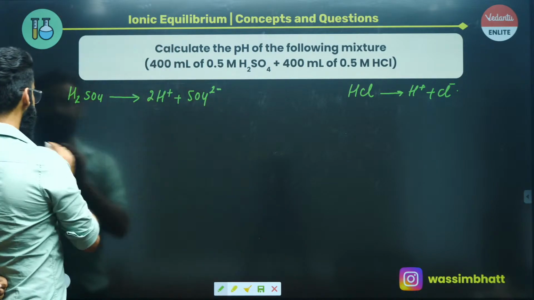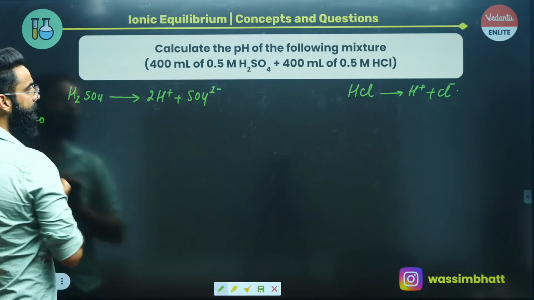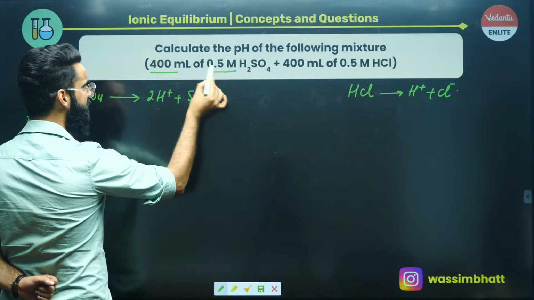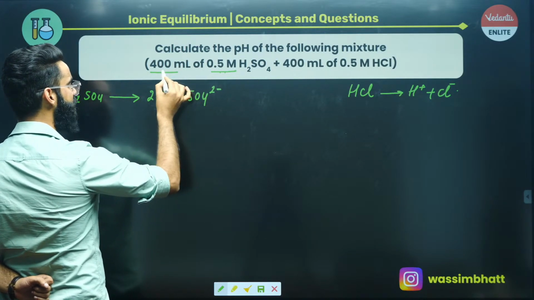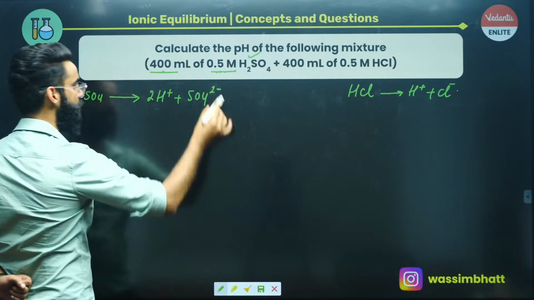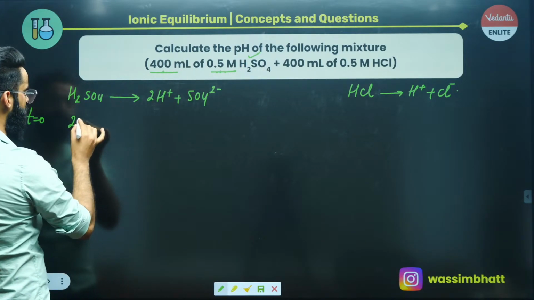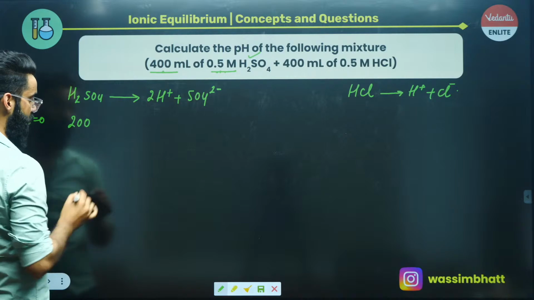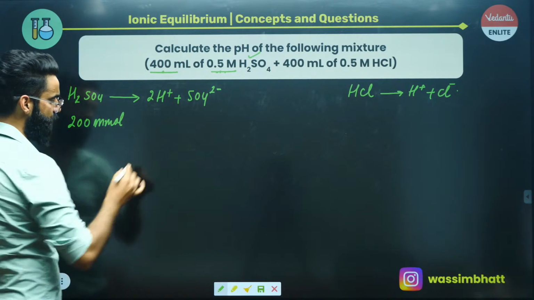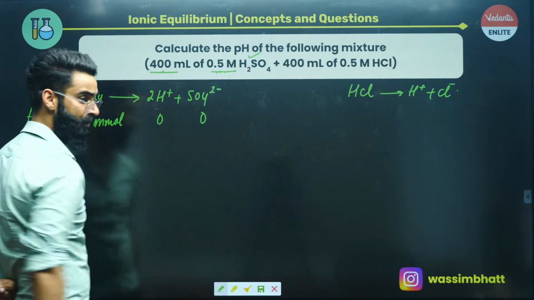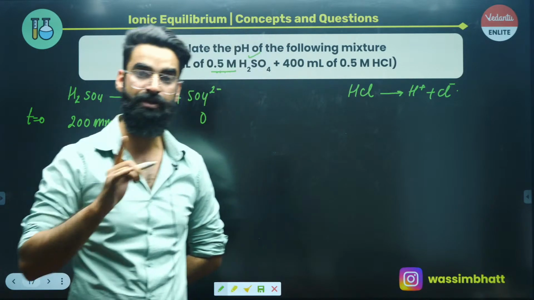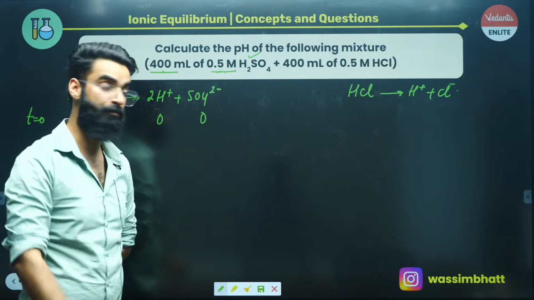Simple. See guys, first of all, at time t equal to 0, have a look. Molarity of this solution is given, its volume is given. So if I multiply molarity with its volume of solution in ml, I'll get the number of millimoles of H2SO4. So 0.5 multiplied by 400 comes out to be 200. So basically, initially, in the container, there will be 200 millimoles of H2SO4. So this is going to be 0, this is going to be 0. Do remember, molarity of the solution multiplied by volume of solution in ml gives us the number of millimoles of solute.